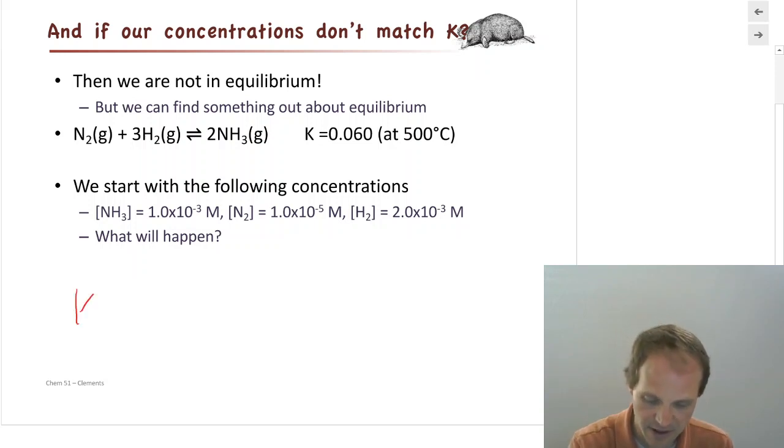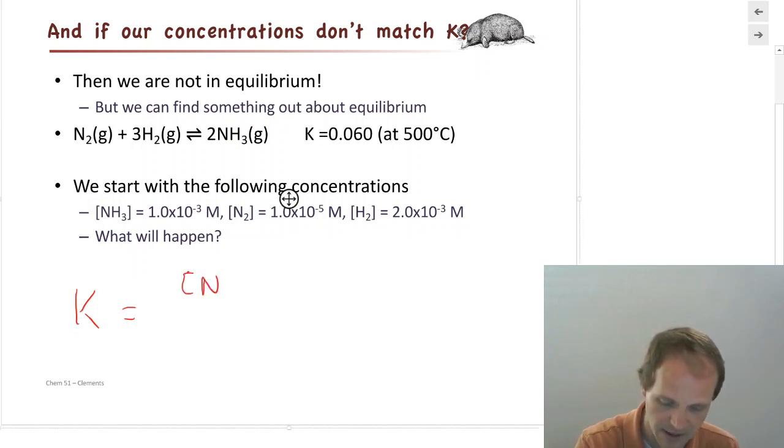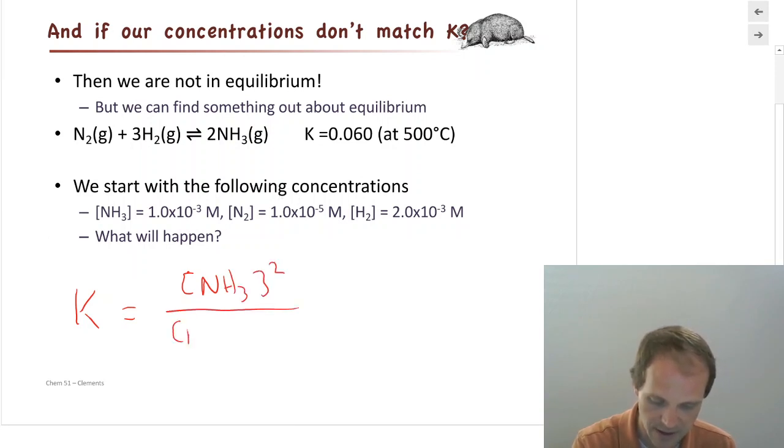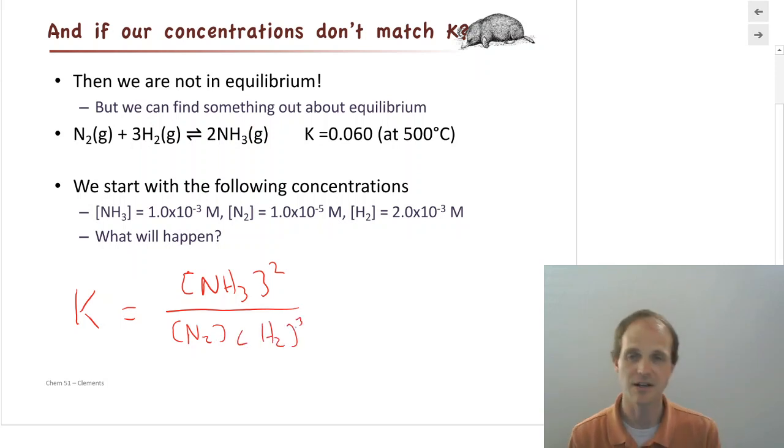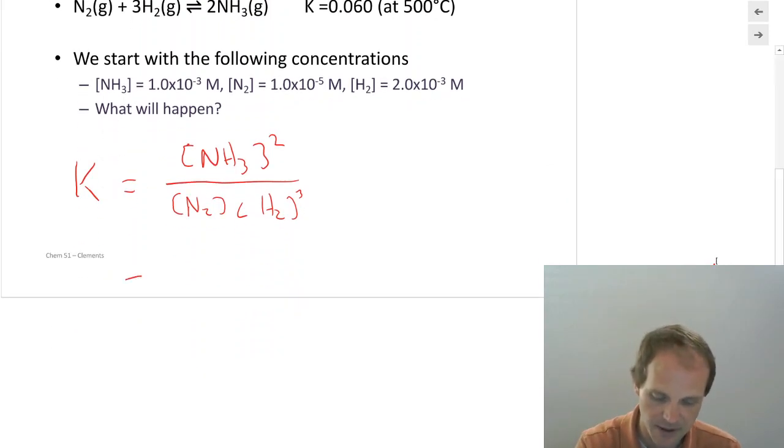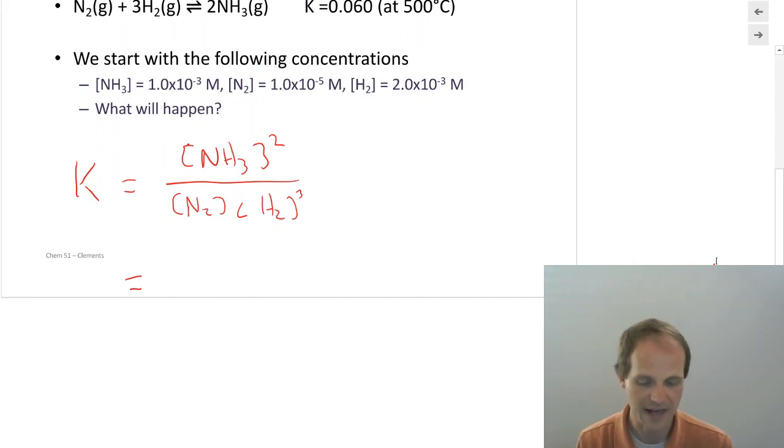So let's go ahead and write our K expression. We know that K is going to be, these are all concentrations, so it's a K, not a Kp. NH3 squared divided by N2 to the first divided by H2 cubed. That's our K expression. Now let's go ahead and plug these guys in here and see what happens.